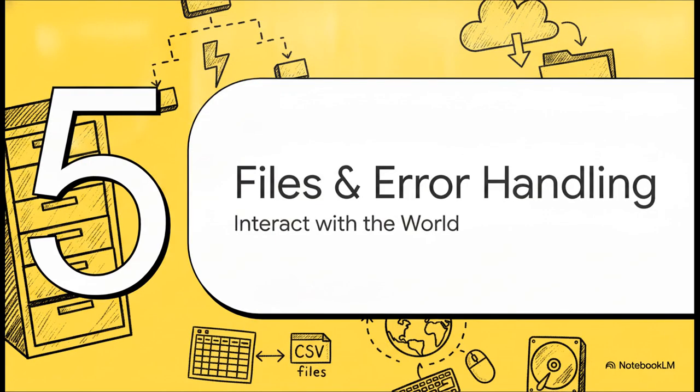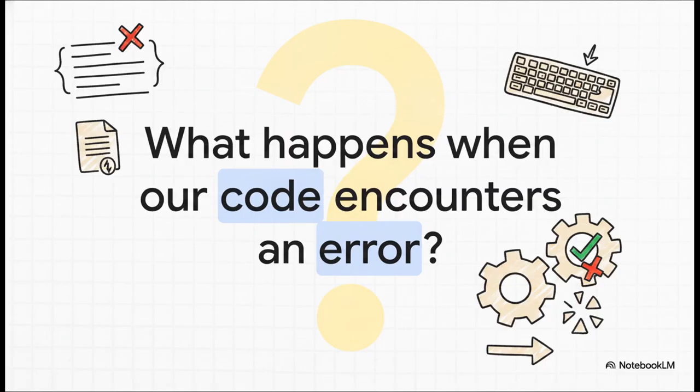Section 5. Files and error handling. Let's be real. Even perfectly structured code eventually has to face the unpredictable outside world, like reading CSV files. So what happens when our code encounters an error? Say you try to open a file that simply doesn't exist, or a user types a letter instead of a number. We need a solid way to handle these real-world failures gracefully, without the whole application crashing down around us.